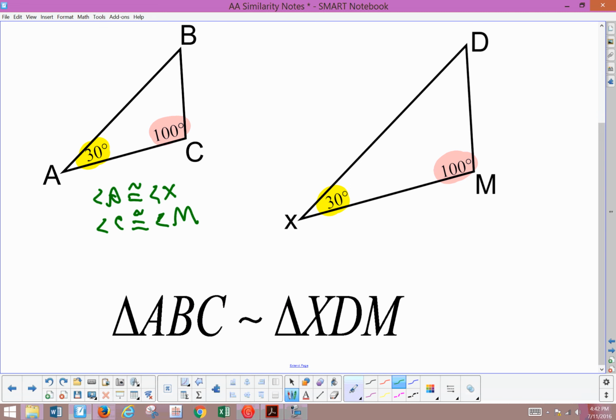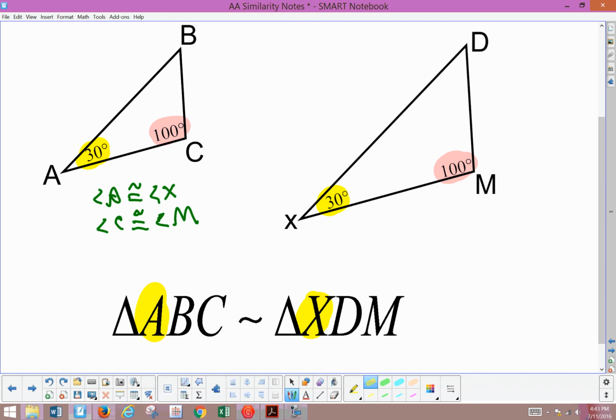Notice when I wrote my similarity statement, I matched angles. A, X. Well, let's do that in the right order, in the right color. A was 30 degrees. It matched X. I listed both of those first.